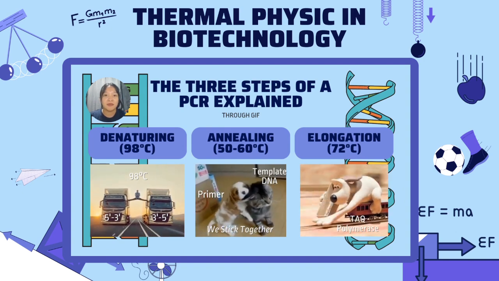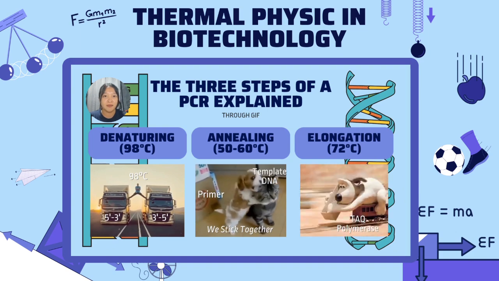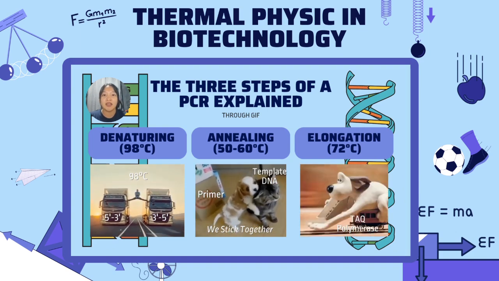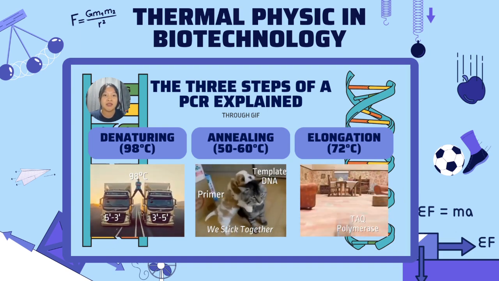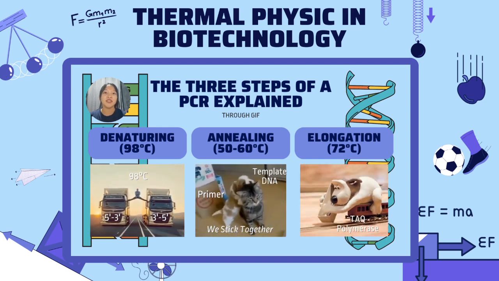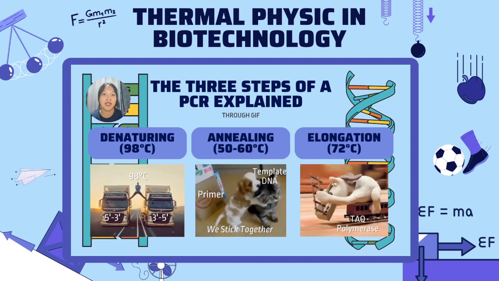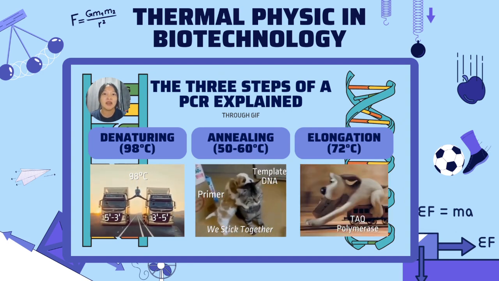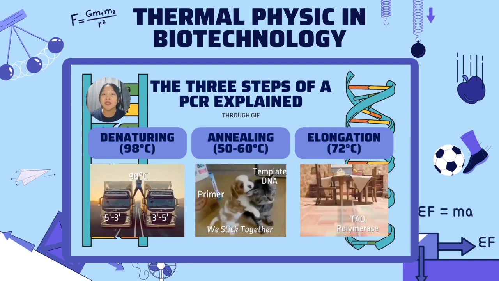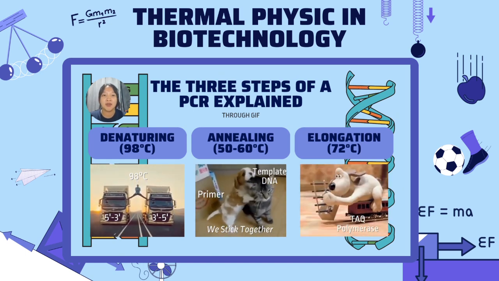Next is annealing. We lower the temperature to around 60 degrees Celsius. As thermal energy leaves the system, entropy decreases locally, allowing the primer and template DNA to stick together through stable bond formation. Finally, elongation at 72 degrees Celsius. This specific temperature provides the optimal kinetic energy for the Taq polymerase enzyme to add new rails, or nucleotides, to the DNA strand. By controlling heat transfer and thermodynamics, we can turn a single DNA fragment into billions.